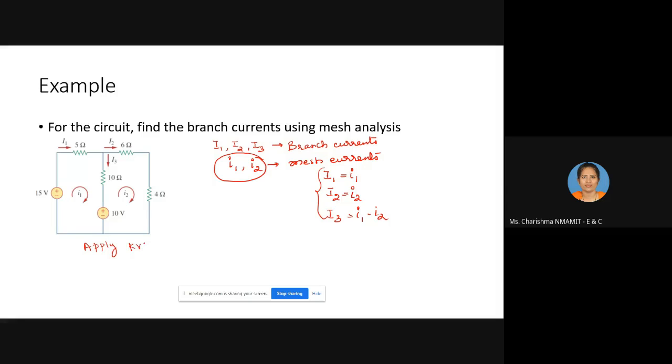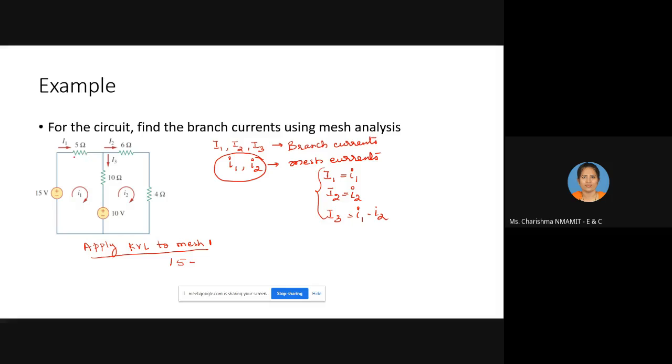Apply KVL to mesh 1. Okay. Now, when you apply KVL to mesh 1, whatever convention I am going to consider, I have already told you: minus to plus, I will be considering it as positive. Plus to minus is negative. That is the sign convention I am going to consider. So it is minus to plus, it is 15.